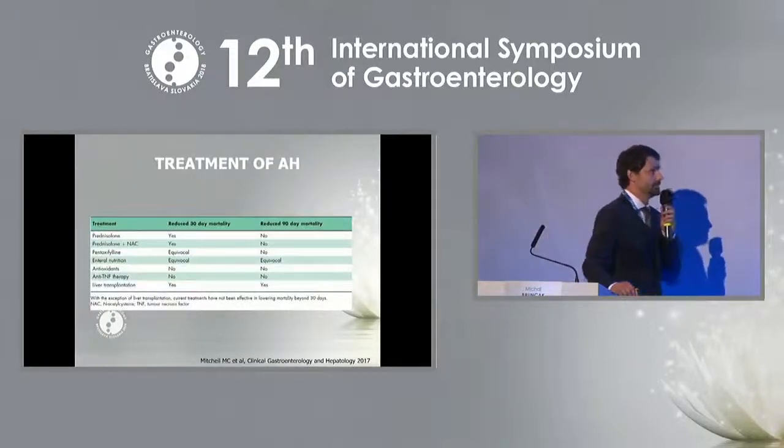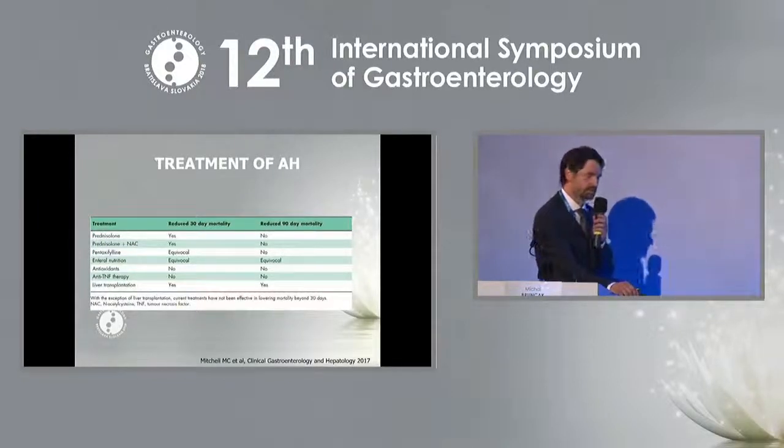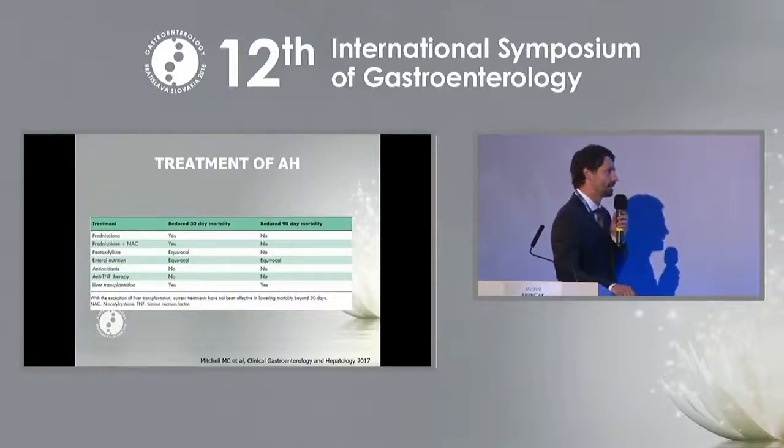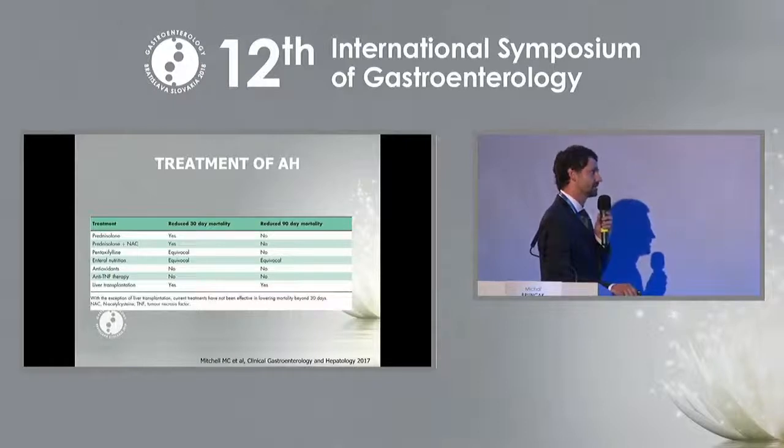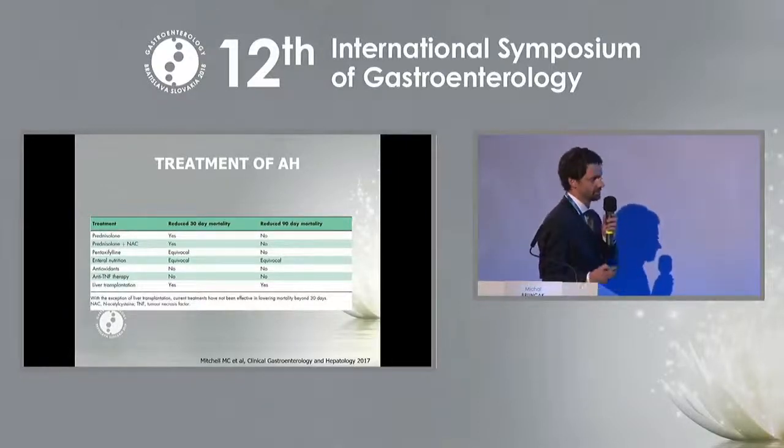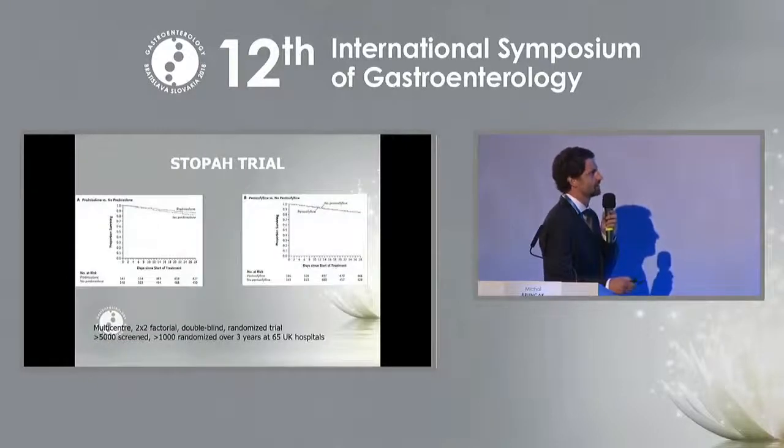Now, the treatment of alcoholic hepatitis since 1978, it's almost 40 years. We still have only one drug, which is prednisolone, that improves short-term survival. None of the other drugs proved this, and none of the medical therapies improved medium and long-term survival, which is very disappointing. The only effective treatment is early liver transplantation, and we'll talk about it in the next slide.